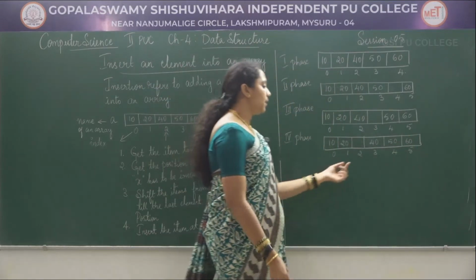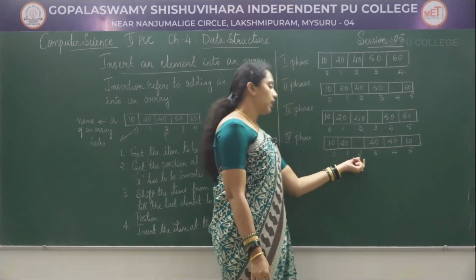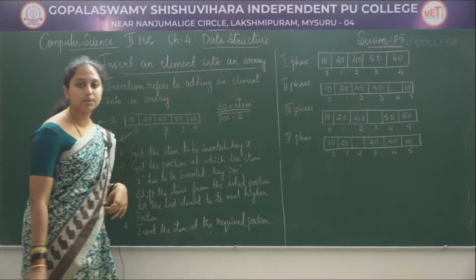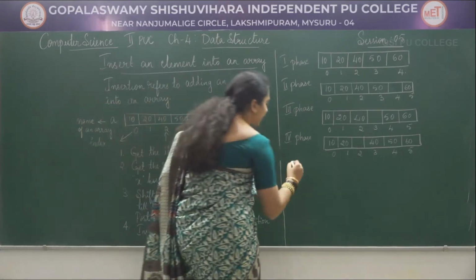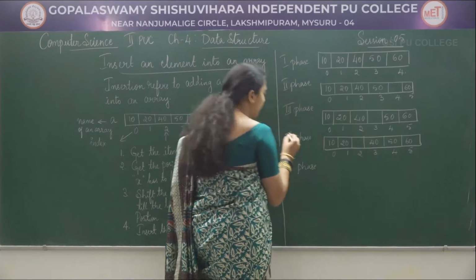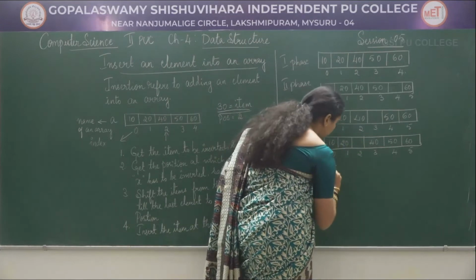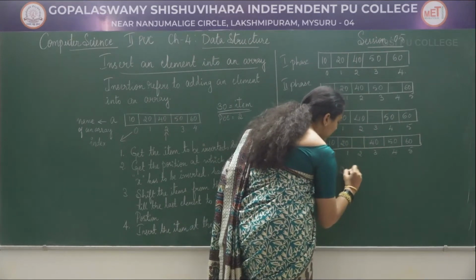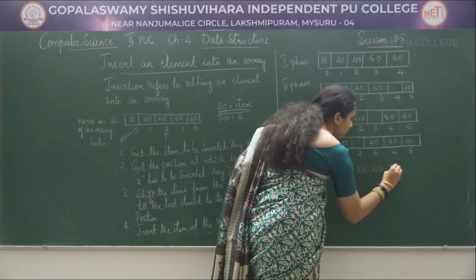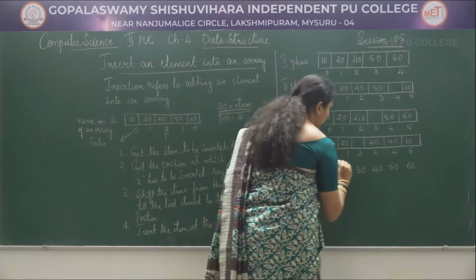So in this step position 2 is empty now. So in this place I want to insert the item 30. So in the next phase I am going to insert the item 30 at position 2. 10, 20, 30, 40, 50 and 60.